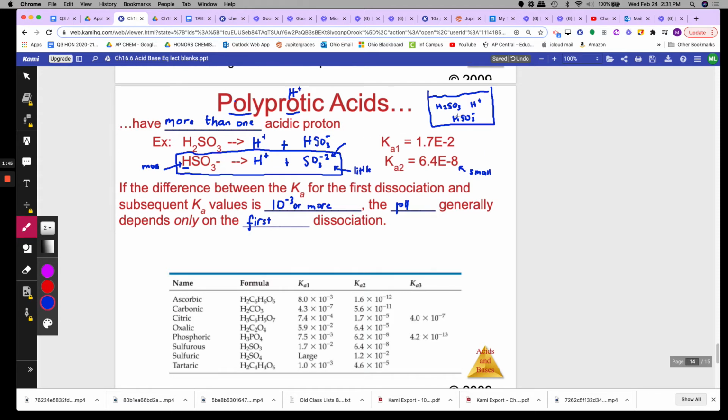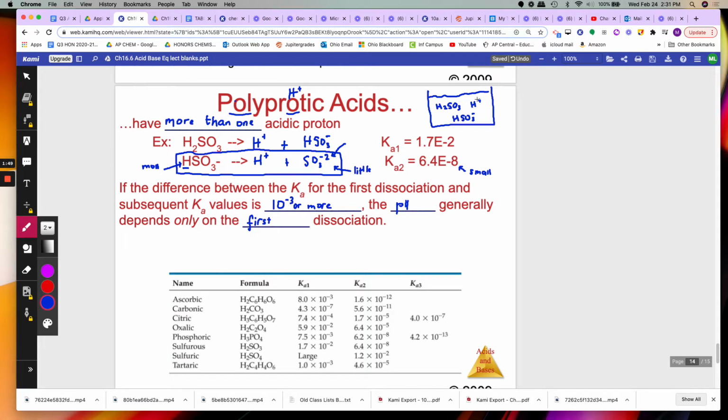So I'm not even going to put it in the beaker. It's just very, very little of that. So you should imagine this happening in the beaker. It says that the Ka value for the first one is very different from the second one, like a 10 to the negative 3 versus 10 to the negative 6 difference. Then that means the pH generally depends on the first dissociation.